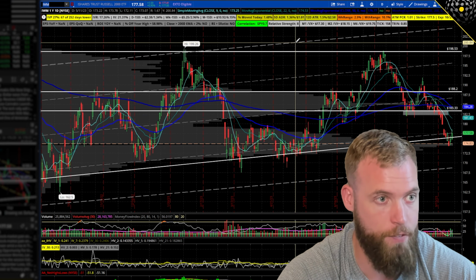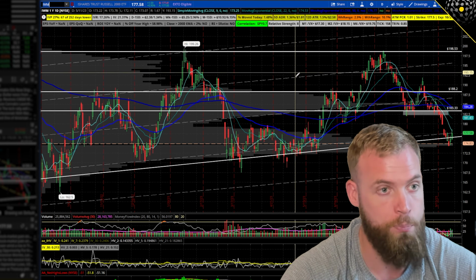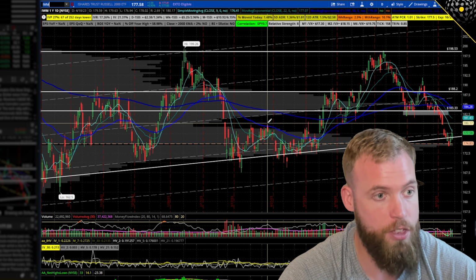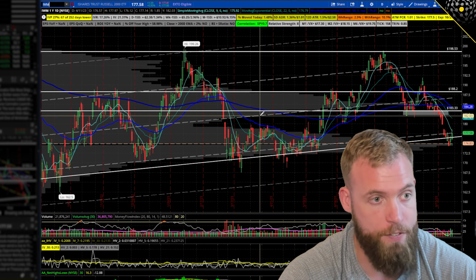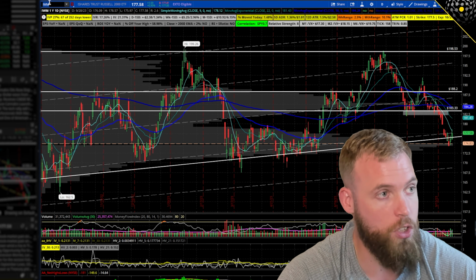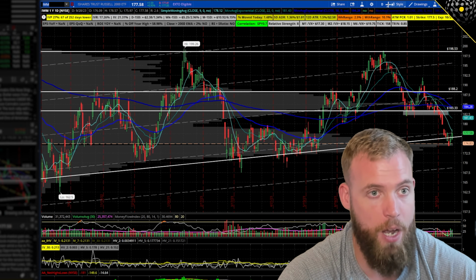It's not perfect, slight difference, but it typically will operate so. I'm looking at two things primarily. The first thing, what is the trend? Are we positive sloping? Are we flat? Are we negative sloping? So as I look at IWM on a 1-year daily, this is positive sloping.